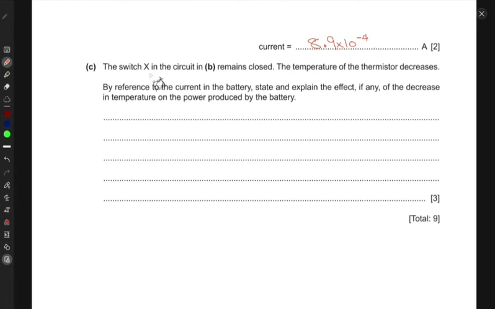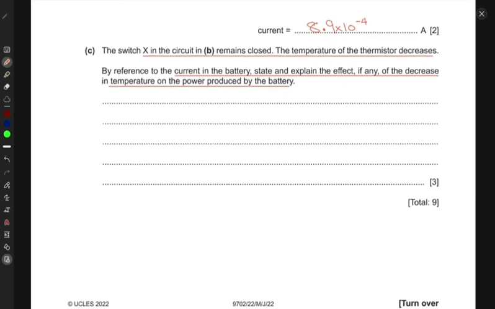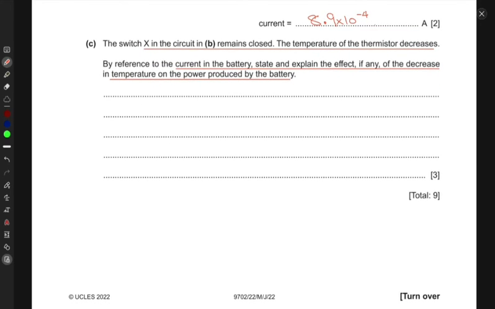Now they're saying that the switch X in the circuit remains closed, and the temperature of the thermistor decreases. With reference to the current in the battery, state and explain the effect, if any, of the decrease in temperature on the power produced by the battery. Now we know what happens. The thermistor is going to increase its resistance, right? Why? Because the temperature of the thermistor is decreasing.